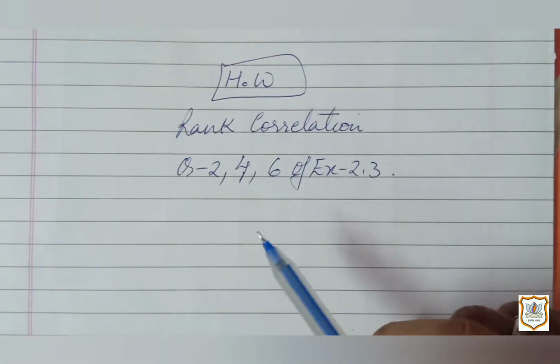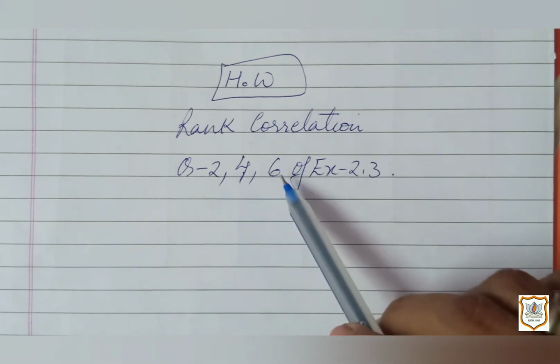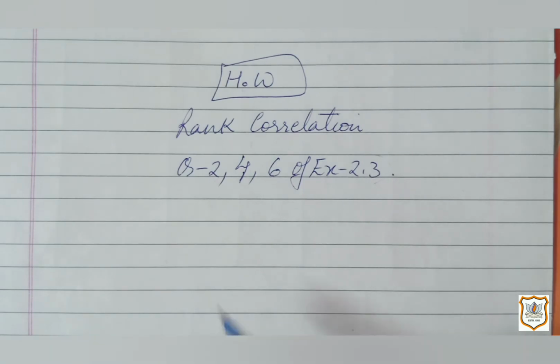Now students, do these 3 questions, that is question number 2, 4 and 6 of exercise 2.3 on the basis of rank correlation. In the next session, we will be doing the short sums to find the correlation coefficient.